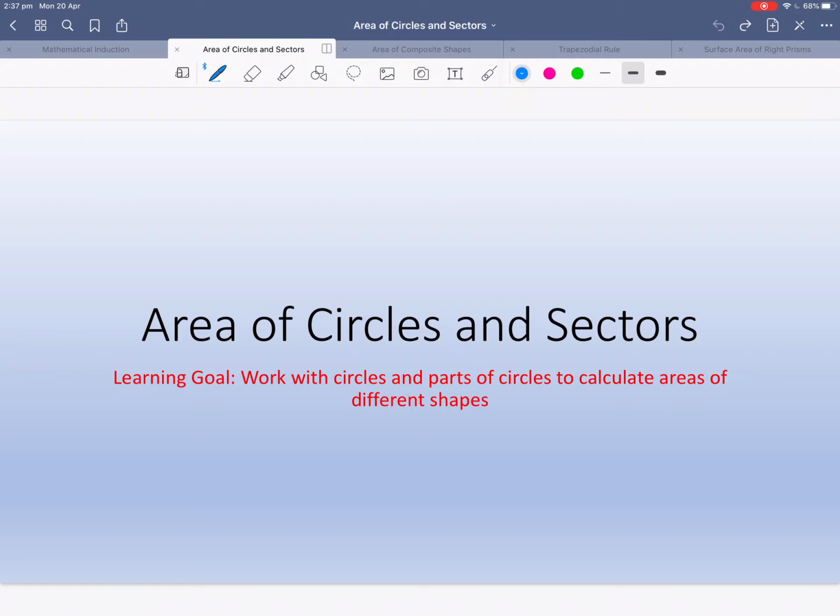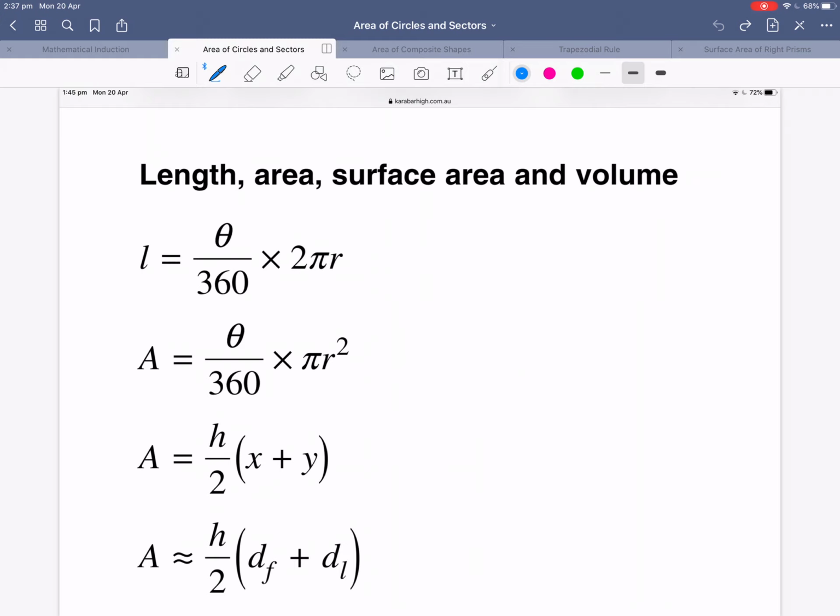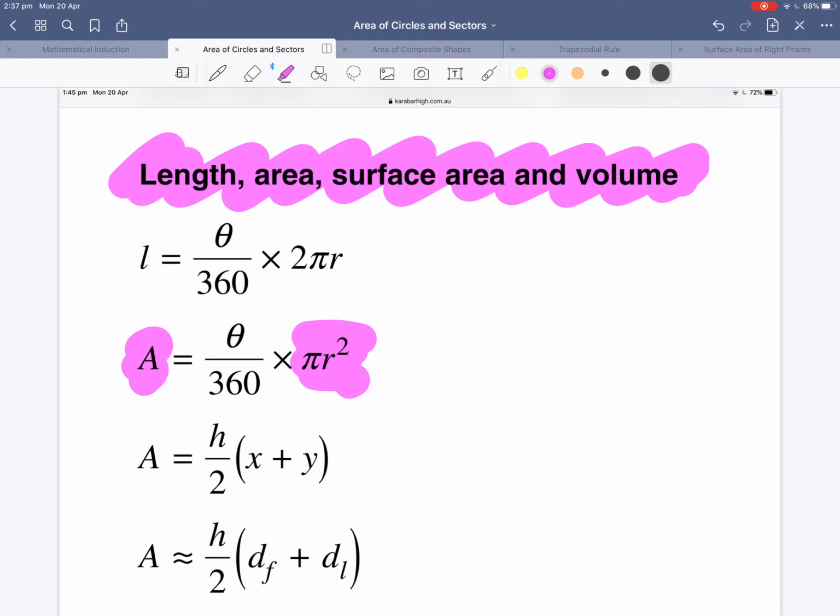On area of circles and sectors. Now, if you look at your formula sheet, you're going to have areas of circles and sectors here. Well, not areas of circles, it's assumed, but the area of a circle is essentially here. So this is from the formula sheet you will have in your HSC exam.